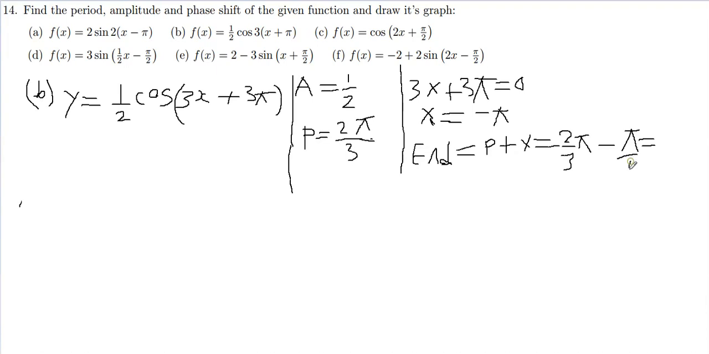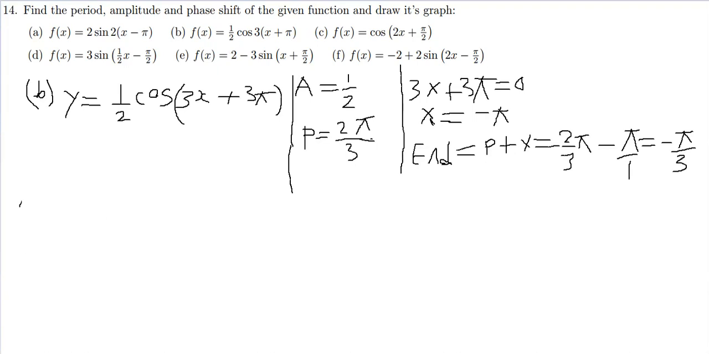Then you can add the fraction, and after adding, you discover that your answer will be negative. So 1 times 2 there, it's 2, and then minus 3, you get negative pi over 3. So negative pi over 3 is the end point. This is where it's going to end.